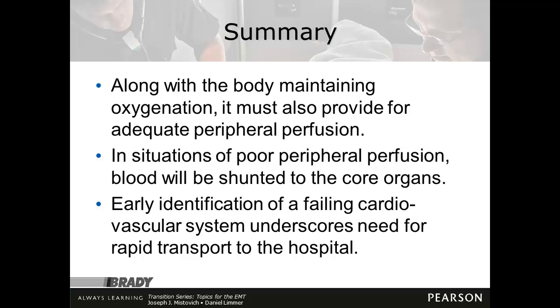In summary, along with maintaining oxygenation, the body must sustain adequate blood pressure for peripheral perfusion of the capillary beds. In situations where peripheral perfusion is poor, blood may be shunted to the core organs. This is why the skin becomes gray and colorless in shock. Early identification of a failing cardiovascular system both underscores the need for rapid transport and should alert us to potential problems that the patient may face.